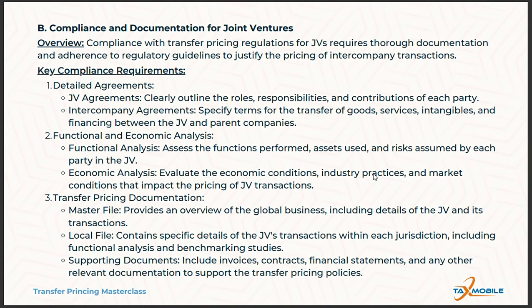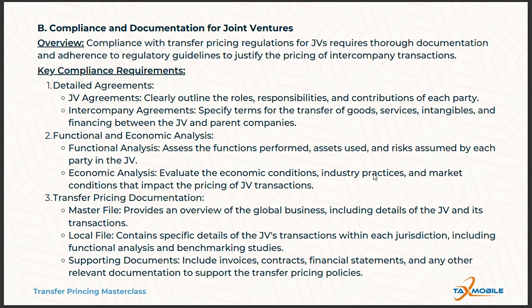Detailed agreement. You can see we're starting with number one, detailed agreement. Now, under this detailed agreement, JV agreement, this should clearly outline the roles, responsibilities, and contributions of each parent company. The agreement should define the scope of activities, decision-making processes, and profit-sharing mechanism. Now, with respect to intercompany agreement, this should specify the terms of transactions between the JV and its parent companies, including pricing, payment terms, and the nature of goods or services provided.